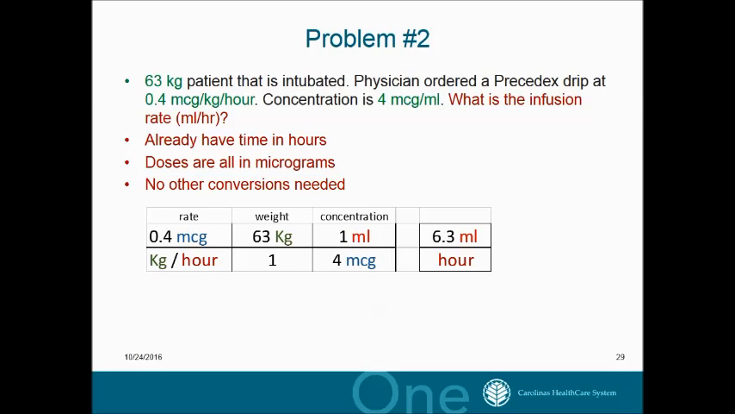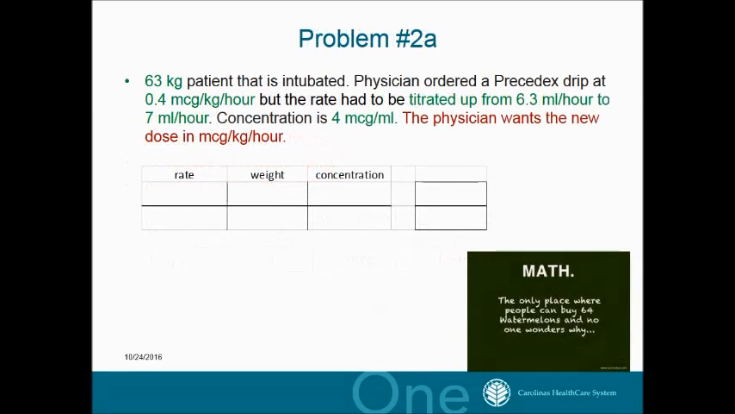So let's think backwards for a minute and see if this still works. What if we already have the infusion rate and the weight-based dosing order, but we have to titrate up for effect? If we want to get the new order from an increase from 6.3 mils per hour to 7 mils per hour, we can use the same process.